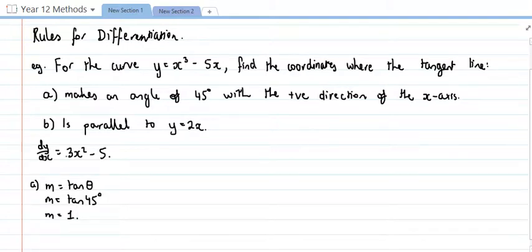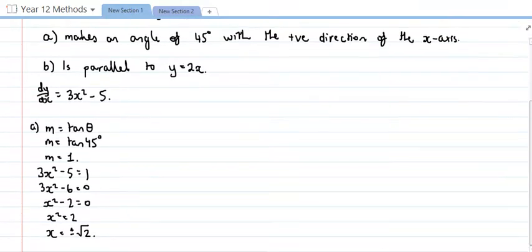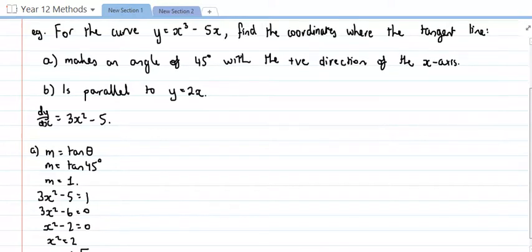So what I'm going to do now is I'm going to put the gradient equation equal to 1. So I'm going to say that 3x squared minus 5 equals 1. And from here we just need to solve this, so I'm going to take away 1 on both sides. So 3x squared minus 6 equals 0. I might just divide both sides by 3 to make it a bit nicer, so x squared minus 2 equals 0. That means that x squared equals 2, and so x equals plus or minus the square root of 2. So that's giving me two x values where it has an angle of 45 degrees.